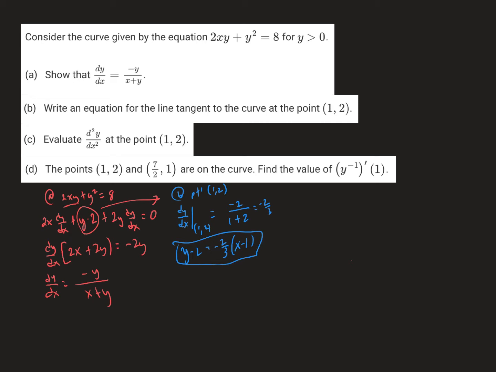Part C, evaluate the second derivative at the point 1, 2. Well, we found the first derivative, so now we need to find the second derivative. So I have to take the derivative of my derivative, which is this, and I'm going to use the quotient rule. So we have low, d high, minus high, d low, over low low.